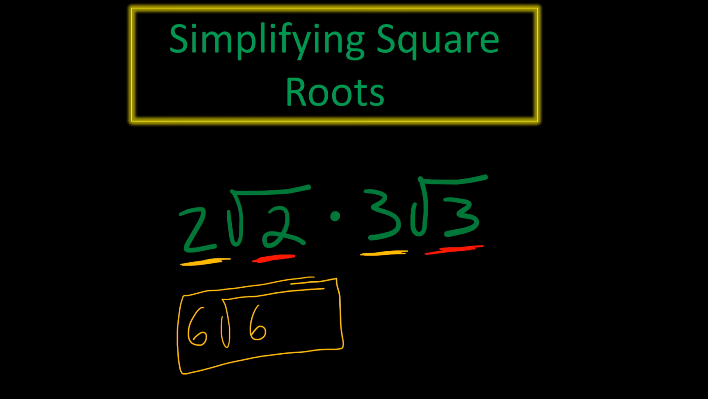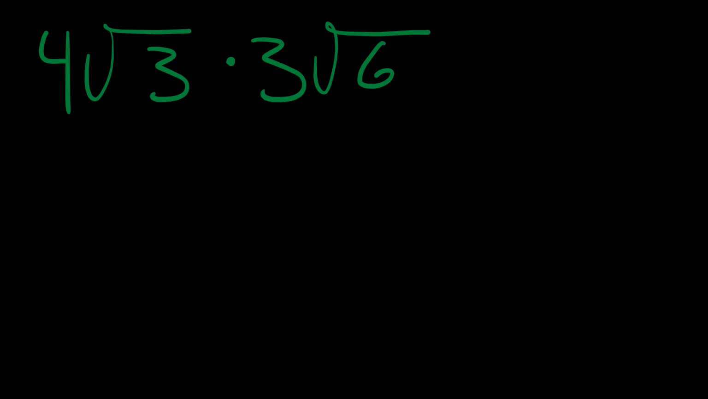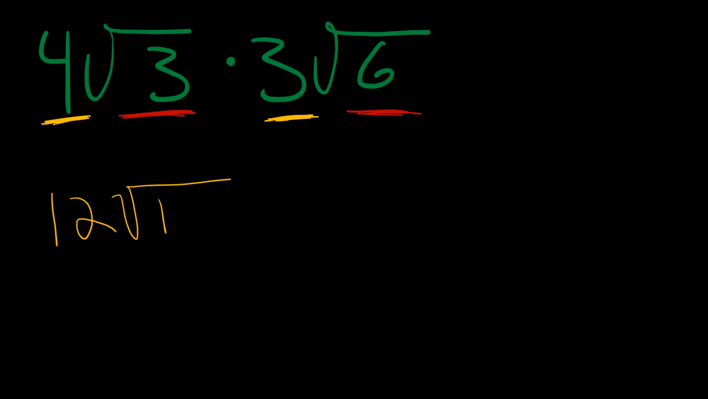Let's do some more problems. In this problem, I have 4 root 3 times 3 root 6. Again, I have a coefficient, the 4 on my root 3, and a coefficient 3 on my root 6. So first, I have to multiply together the coefficients. 4 times 3 is 12. Now, I look at my square roots. I have a square root of 3 and a square root of 6. So now I multiply those two together, and I get the square root of 18.